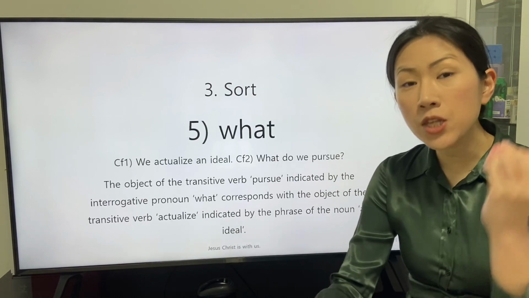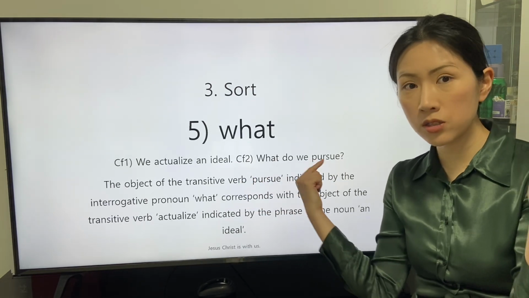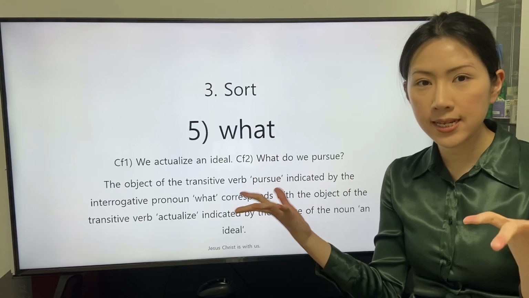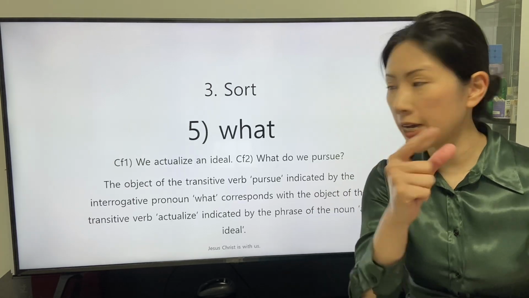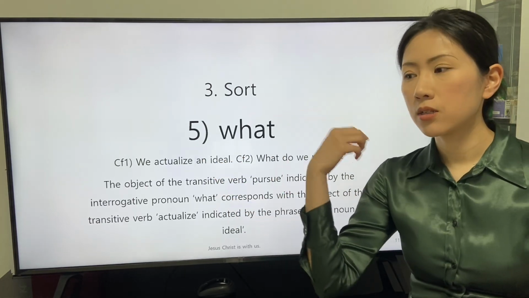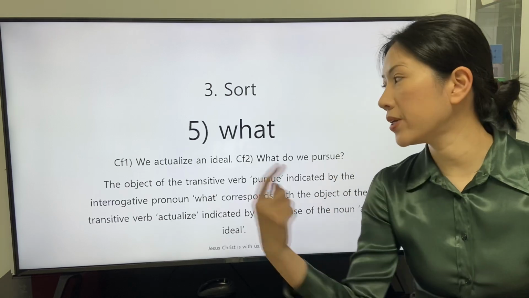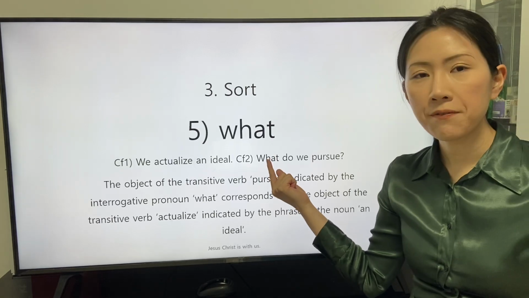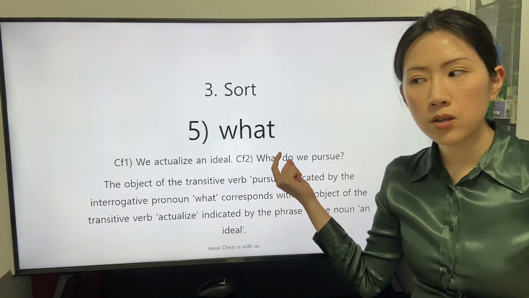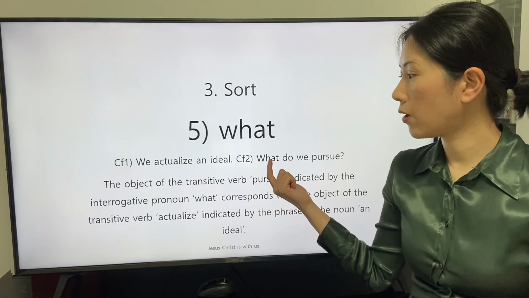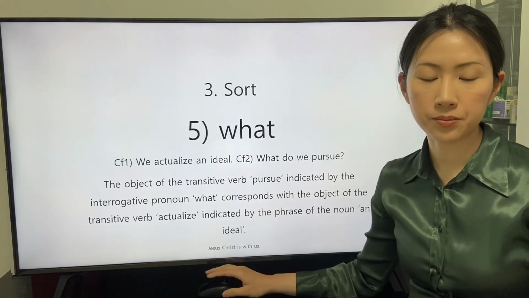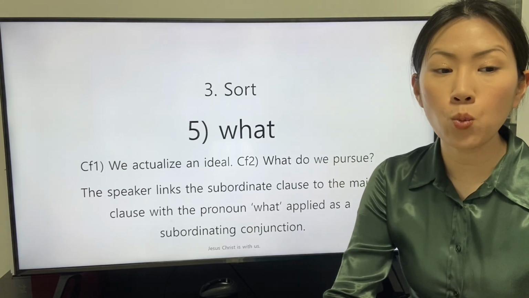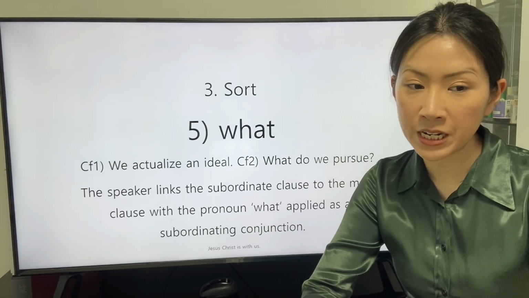The speaker does not have the interrogative intention in this clause, so the speaker considers the pronoun what as the shared indication with the main clause to replace the phrase of the noun an ideal because the speaker figures out the correspondence of the two indications. The speaker links the subordinate clause to the main clause with the pronoun what applied as a subordinating conjunction.